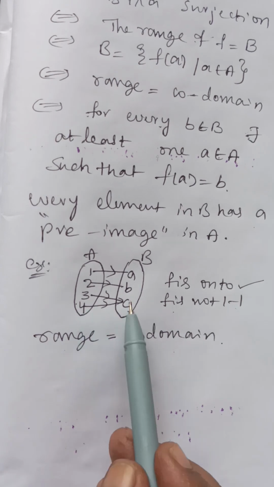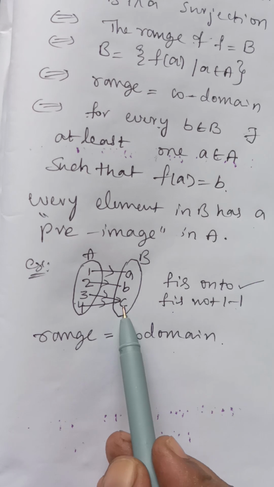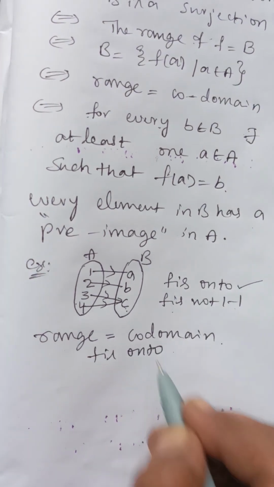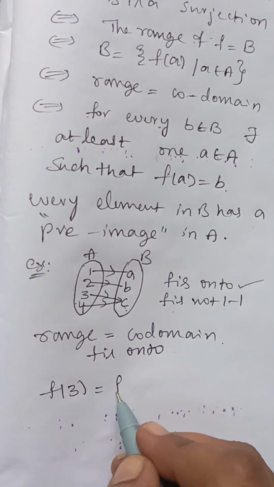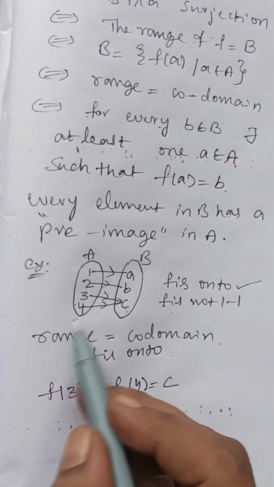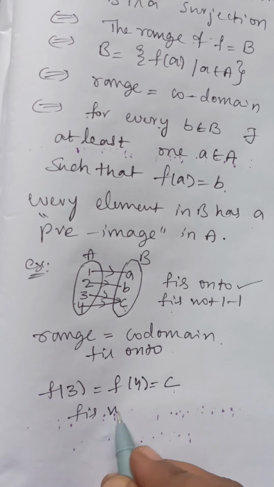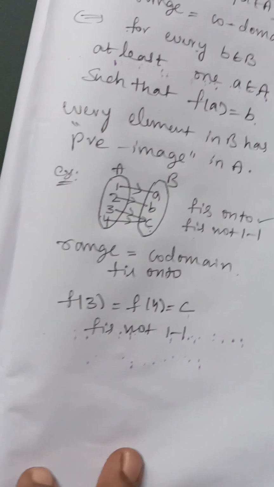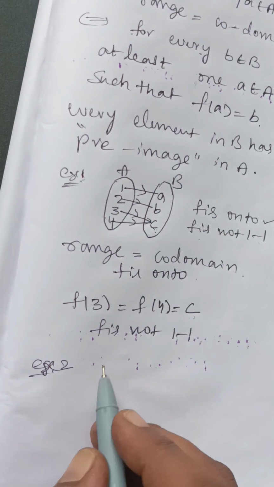Okay, but what about f not being 1-1? f is 1-1 means different elements in A have different images in B. But for 3 the image is c. For 4 also the image is the same element c. So f is onto, but it is not 1-1 because f of 3 equal to f of 4 equal to c. For 3 and 4 the same answer, same image. So this is not 1-1 since the image is the same. Take another example.